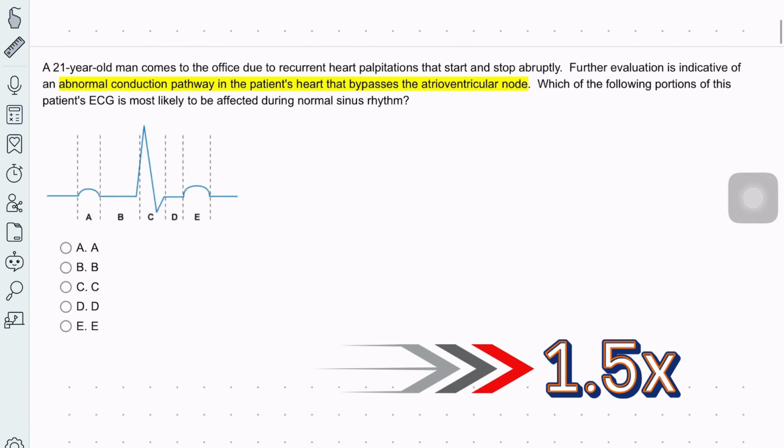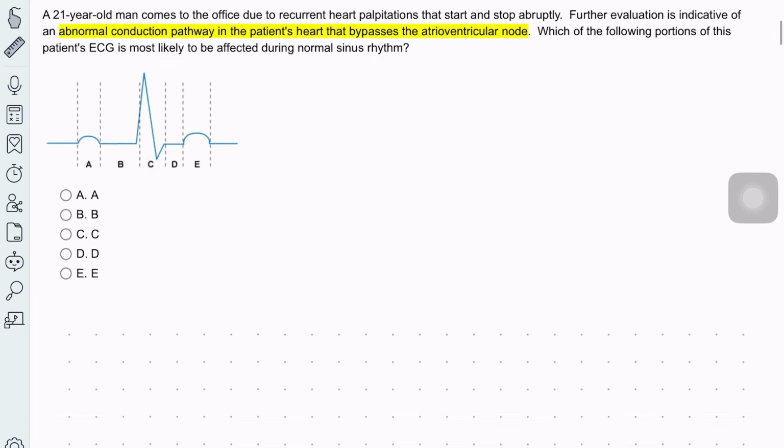So the first question is, a 21-year-old man comes to the office due to recurrent heart palpitation that started and stopped abruptly. Further evaluation is indicative of an abnormal conduction pathway in the patient's heart that bypasses the AV node. Which of the following portions of the patient's ECG is most likely to be affected during the normal sinus rhythm? For this, we have to understand what each wave in ECG corresponds to.